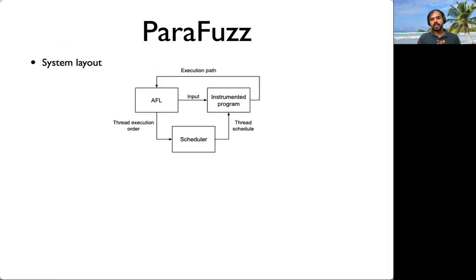So the whole system looks like this. You would take the program that you want to test, you would compile it with a special compiler that adds instrumentation, and it is run as a daemon with AFL. And AFL supplies the input to this program, but also the thread execution order. And the instrumented program emits the execution path information back to AFL so that it can generate more interesting inputs in order to force the program to go towards the buggy path.